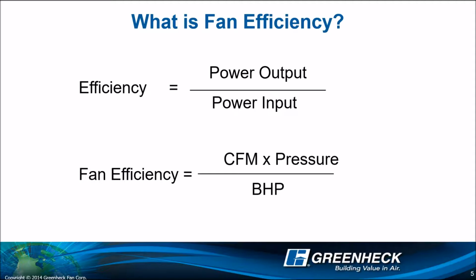Fan efficiency is defined similar to any other efficiency, power output divided by power input. For a fan, the output is CFM and pressure. The input is brake horsepower. We will cover these formulas in more detail later on in this video. They're a little more complicated than what is shown here.